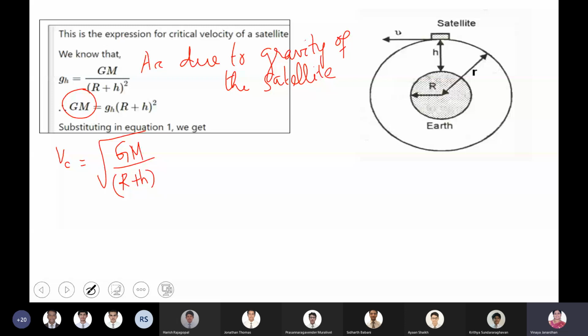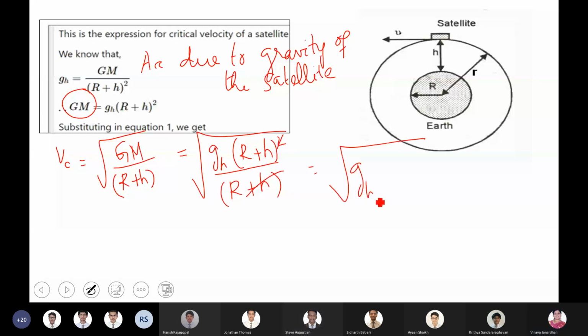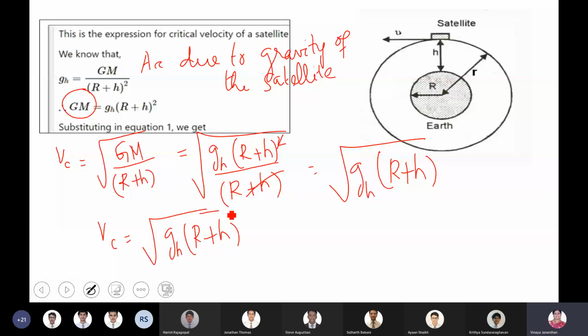Okay, now substitute for Vc, boys. What happens? Ma'am, Vc is equal to root of gh into (R plus h), the whole square divided by R plus h. Yes, ma'am. So what will you get, boys? Ma'am, gh into R plus h. So Vc becomes equal to root of gh into (R plus h). This is the velocity of the satellite at a height h above the ground.